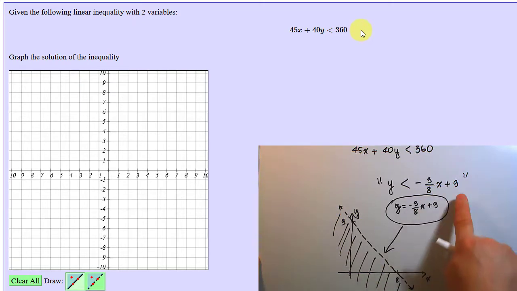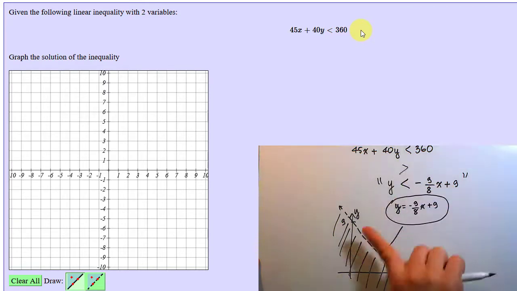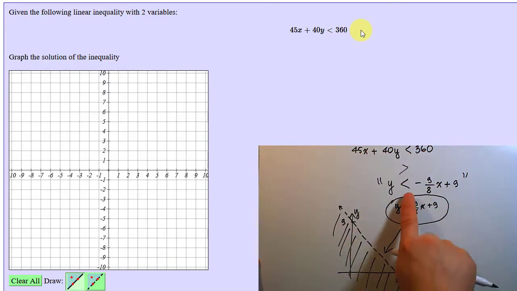And once you look at the line, then you can once again know where to shade, either above or below. If the inequality is greater than, then we're shading above. And when the inequality is less than, then we're going to be shading below, like in this particular example here.